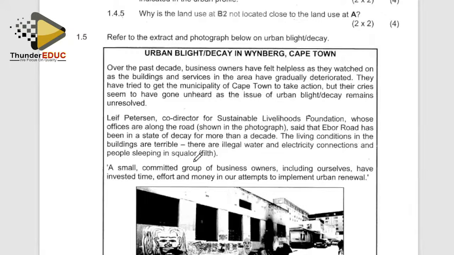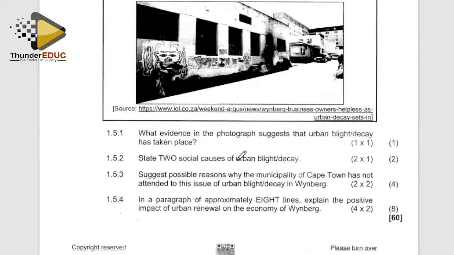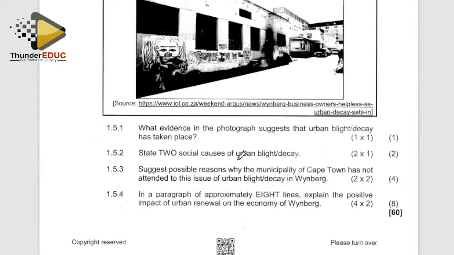We are not going to go through the text, but we're going to try to highlight on the questions. What evidence in the photograph suggests that urban blight or decay has taken place? What you can see there as evidence, we're going to highlight on what you can see, visible evidence.